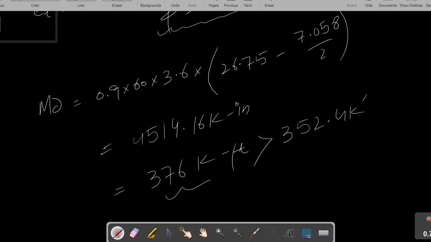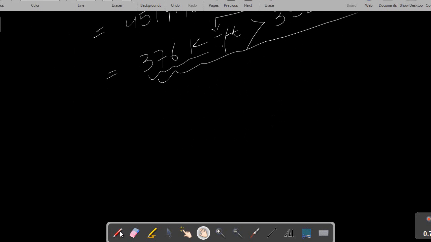So this is a perfect design, because there is only a little difference between these two. Always try to make sure there is a little difference, because sometimes we design a section where this value is far greater than this one, and that is not an economical design. After this we will do the ductility check.